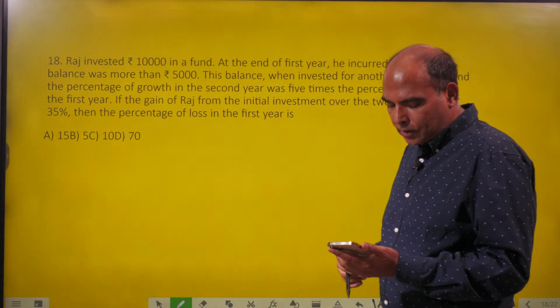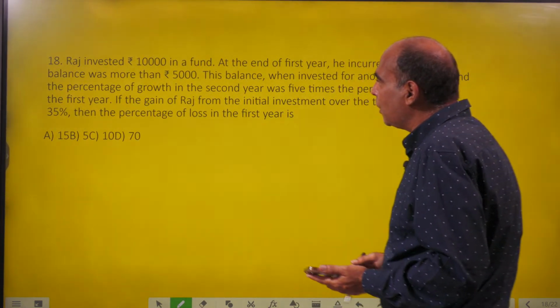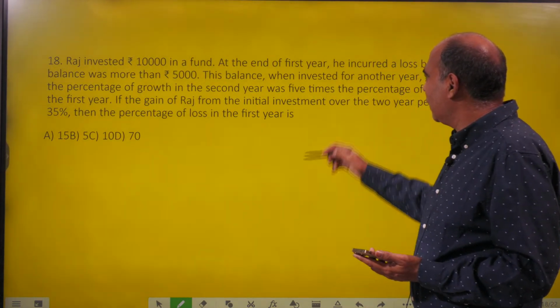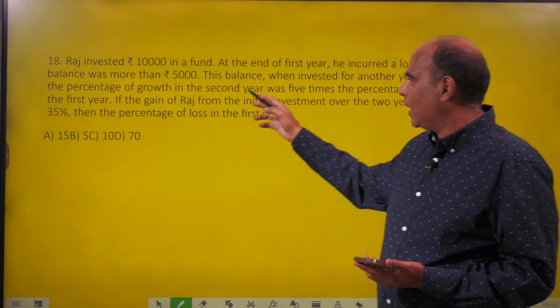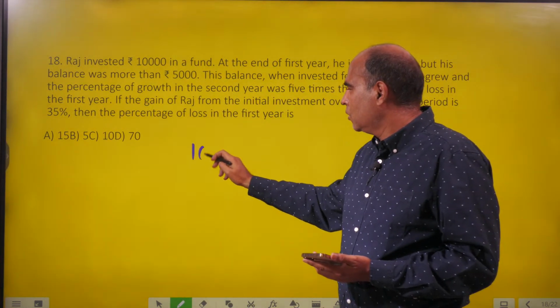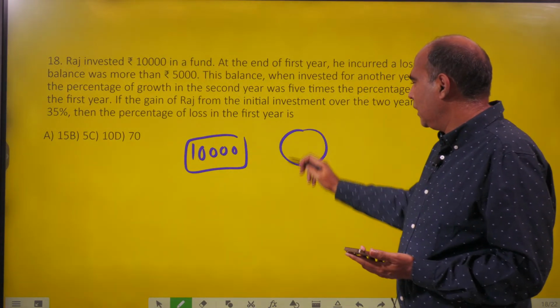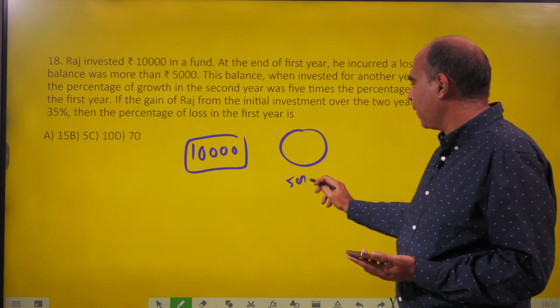Let's come back to that. Thanks for that, Gopal. So coming back, this is a very simple question. Raj invested 10,000 in a fund. At the end of first year, incurred a loss, but his balance was more than 5,000. So he started with 10,000 and there's a loss, and his balance has come to something which is above 5,000.